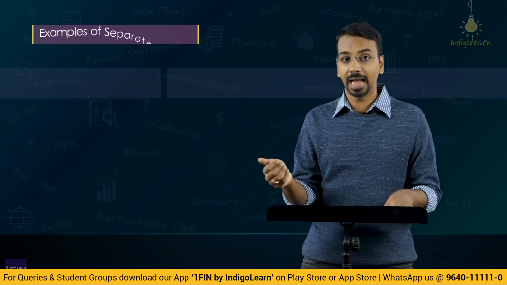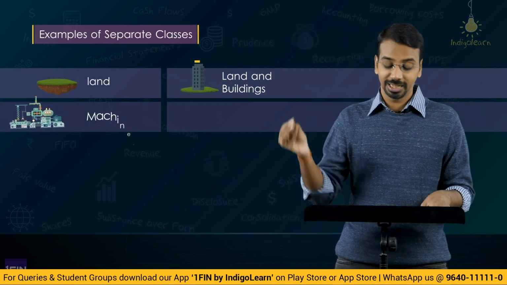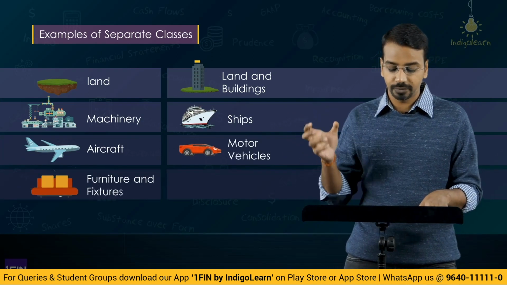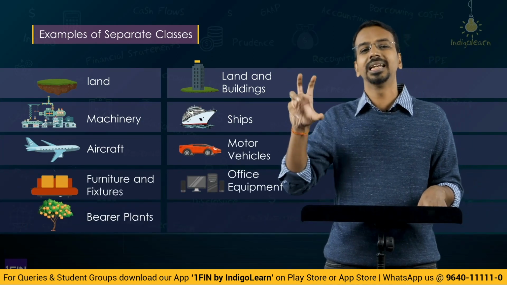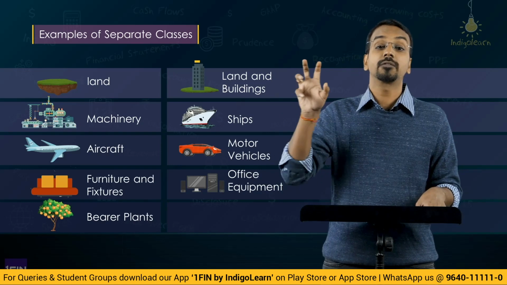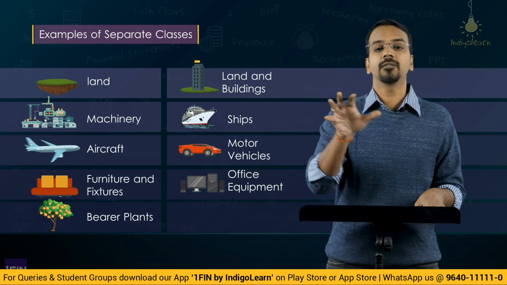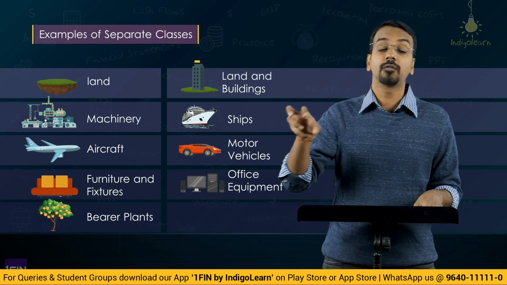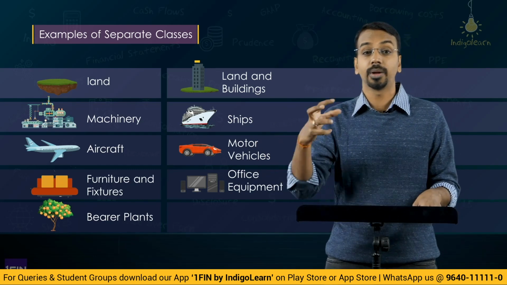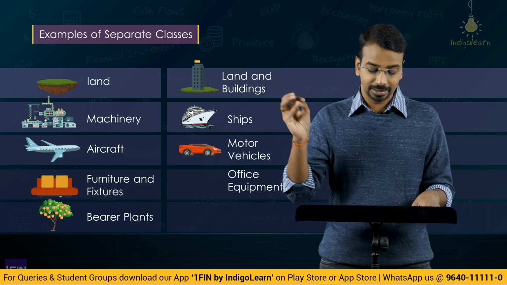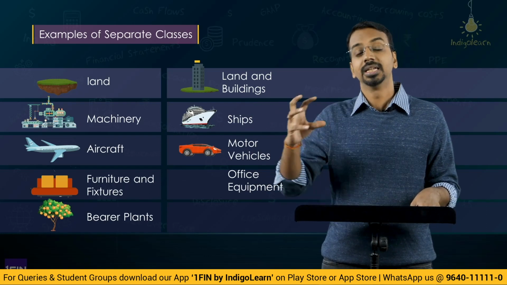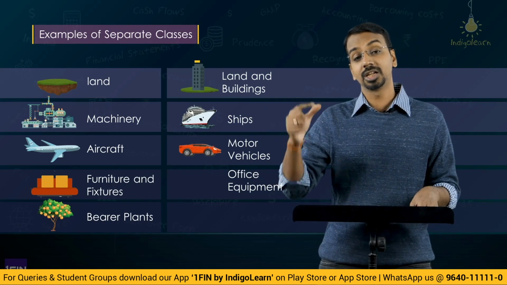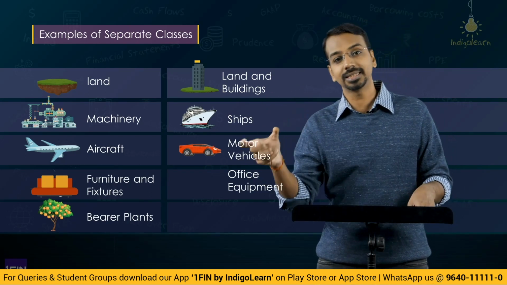So, you can have land and building, machinery, ships, aircraft, motor vehicles, furniture and fixtures, office equipment, bearer plants. This is just an indicative list. So, if you are talking about furniture and fixtures, all items of furniture would fall under the class of furniture and fixtures. All items of office equipment, maybe your air conditioning equipment or any other electrical equipment, could fall under office equipment. Then you have vehicles, then you have land and building. See the distinction, land is separate, building is separate.